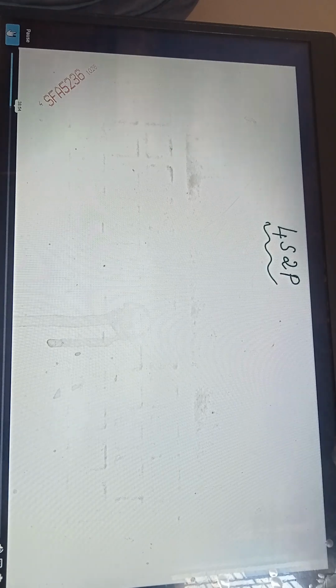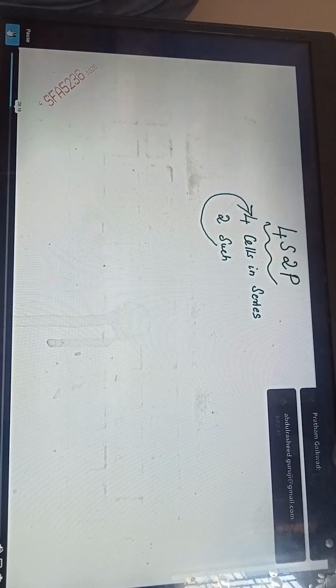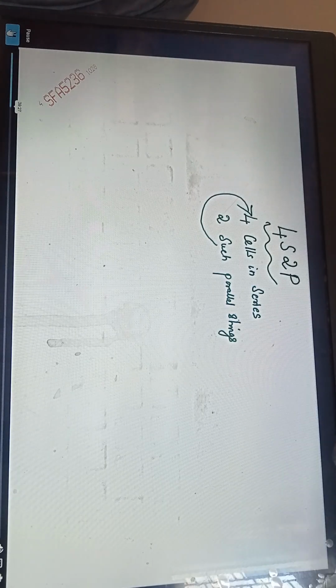4 in series. Okay, somebody says 8. You read this 4S2P. How do you say 4S? 4S means 4 cells in series. So this one I'll interpret like this: 4 cells in series. How do you interpret 2P? Not 2 cells, right? 2 such strings in parallel.